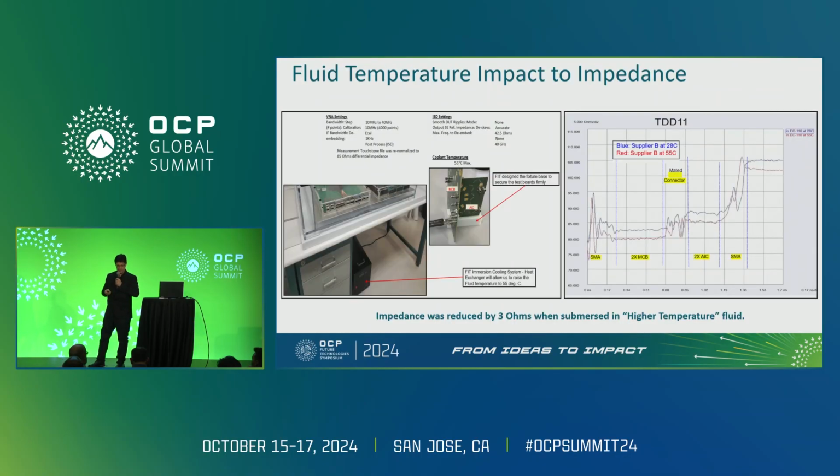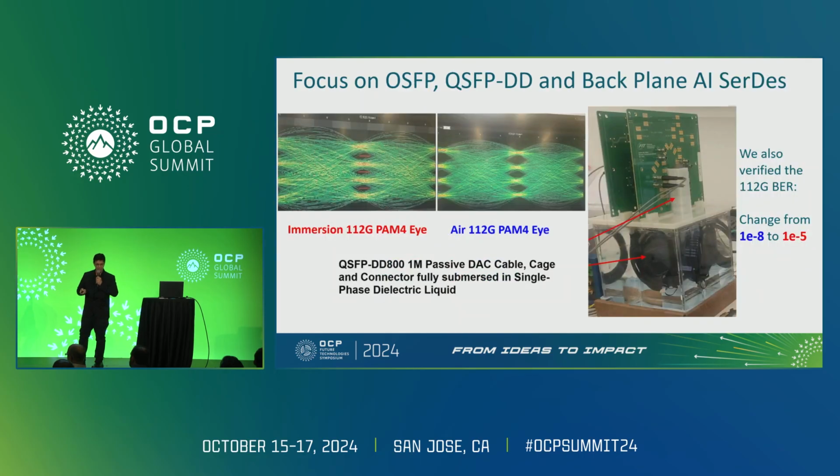And then the last thing we wanted to show is the fluid effect on impedance. Depending on the fluid provider, there may be some variable difference. We actually tested raising the temperature to 55 degrees C, and we did see about a 3 to 4 ohm drop in impedance because of the viscosity changes. And then lastly, we did test it in air.